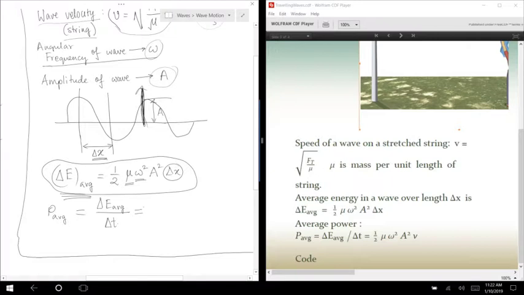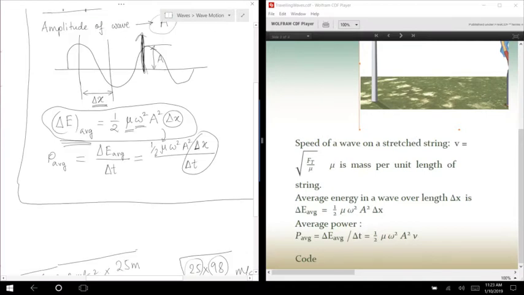So if I plug that delta E average from this first formula in here, I get 1/2 mu omega squared A squared delta x divided by delta t. Okay, but delta x over delta t, that's the wave velocity, right? So if that's the wave velocity, then we can write this equal to 1/2 mu omega squared A squared times v. So that's the average power for waves on a string.